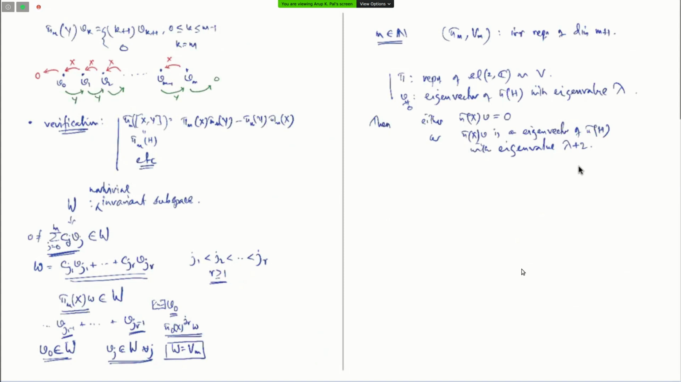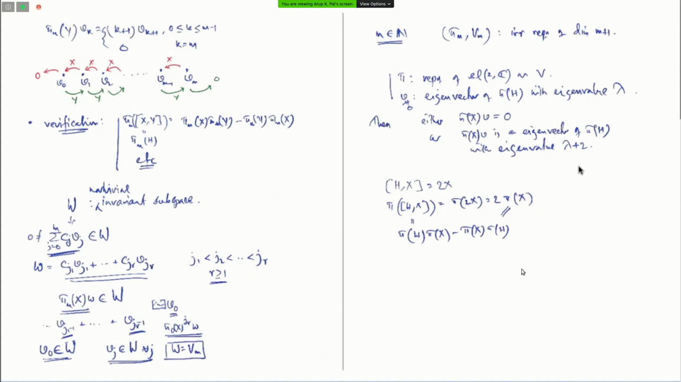So why is this? This should follow just from the relations, because [h, x] is 2x, right? So if pi is a representation, then pi of 2x is, by linearity, twice pi x. But since pi is a representation, this is going to be pi h pi x minus pi x pi h. So you have equality of these two, right?